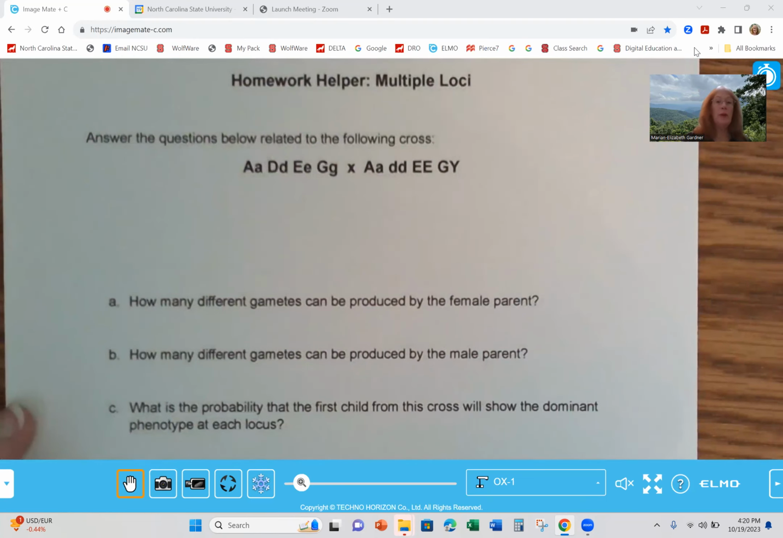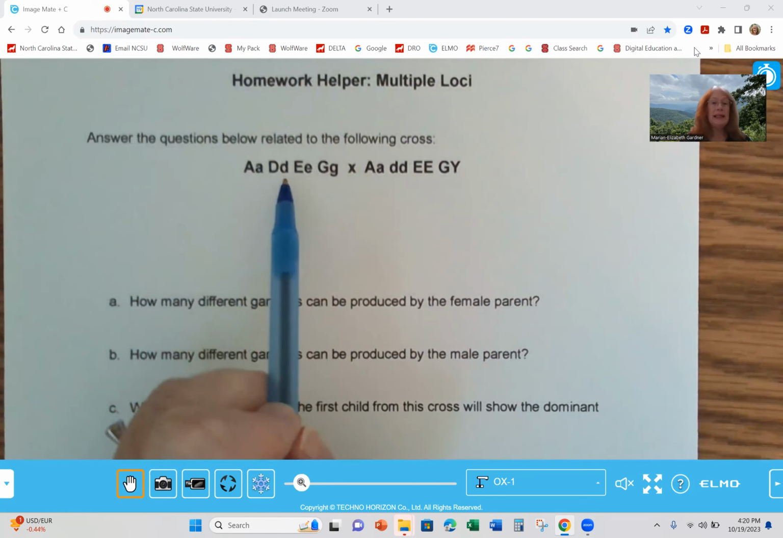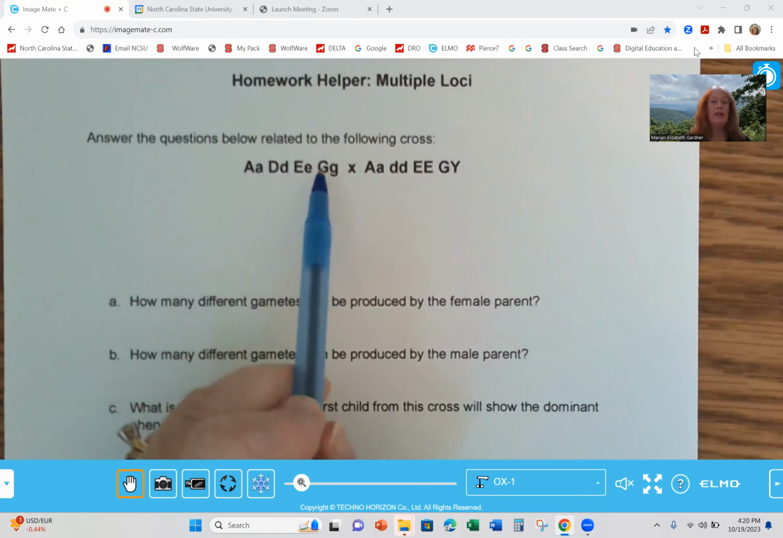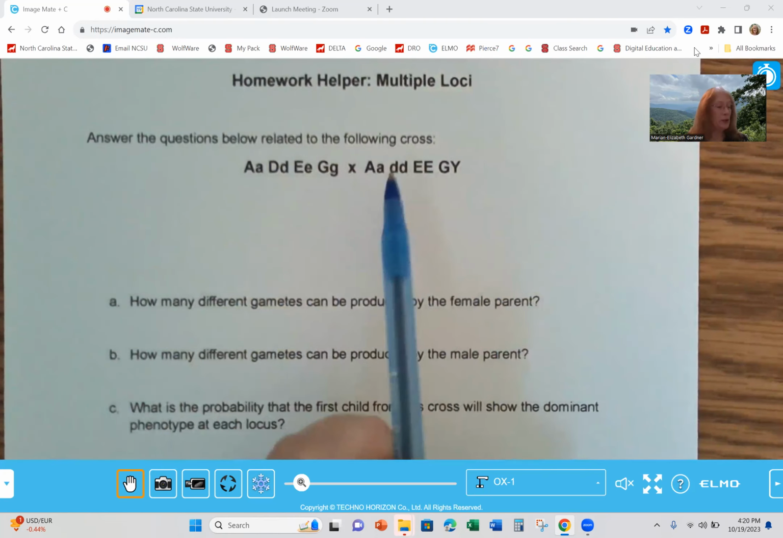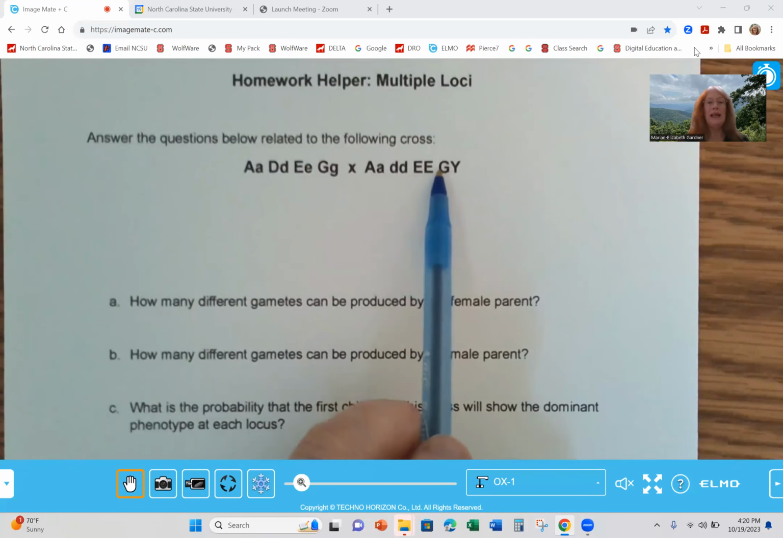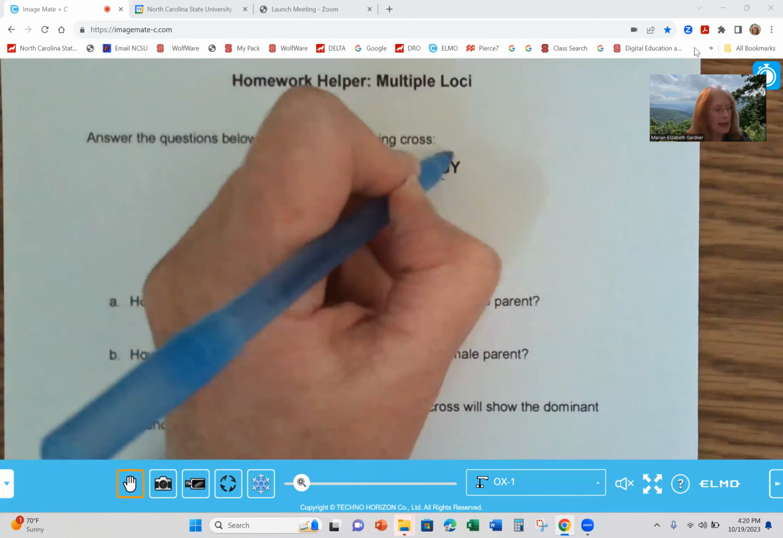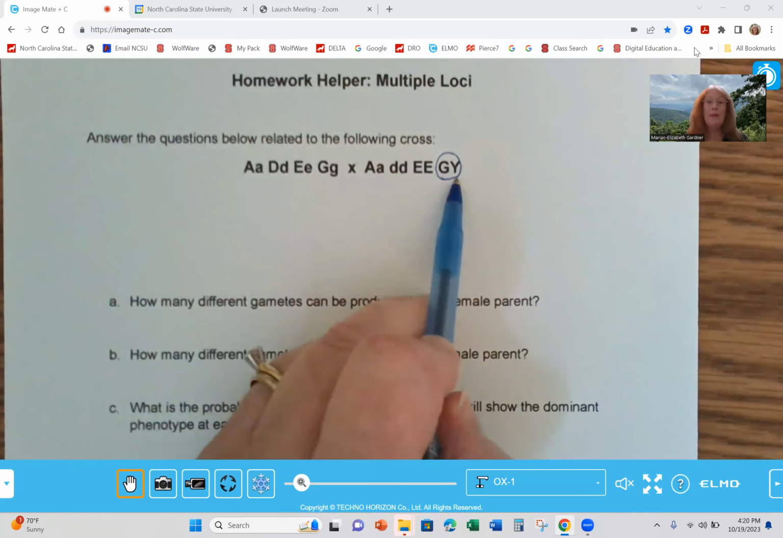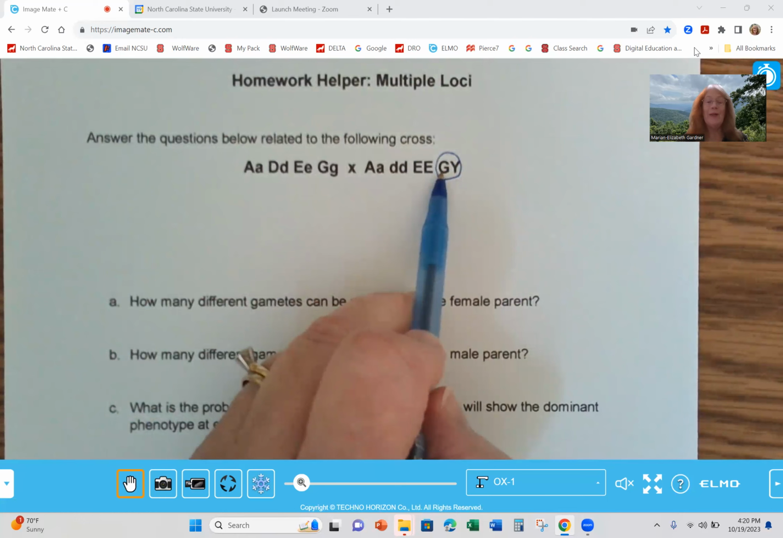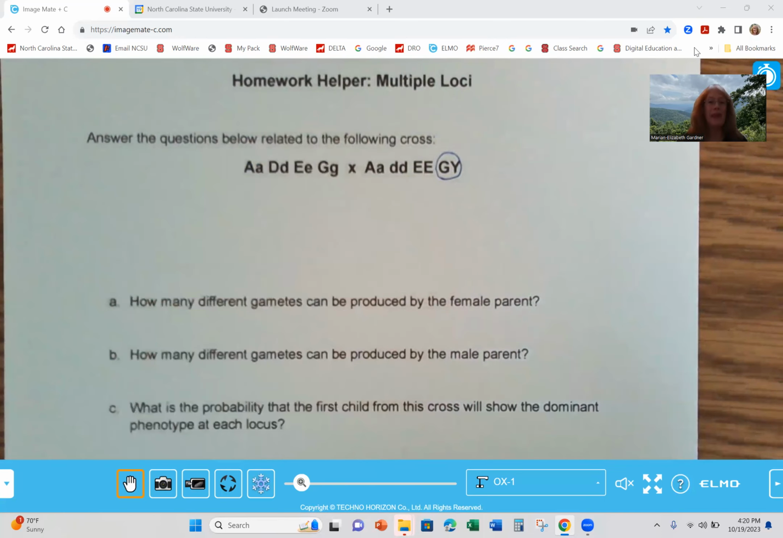For this exercise, we will look at one cross: big A, big D, big E, big G, crossed to big A, little d, big E, big E, Y. You first might say, why is there a Y chromosome? This is indicating that this is the Y chromosome and the G locus is located on the X chromosome. So this second parent in our cross is our male parent, and here is our female parent.